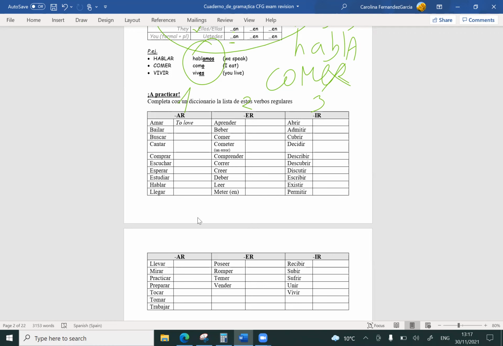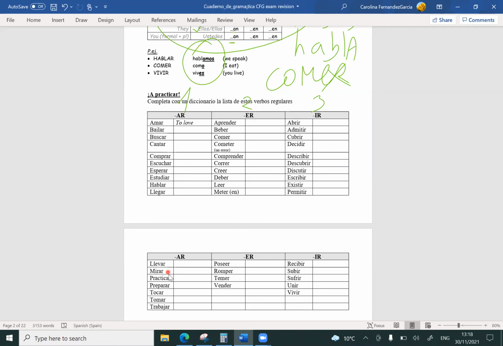So we have amar, to love, bailar, to dance, buscar, to look for, to search, cantar, to sing, comprar, to buy, escuchar, to listen, esperar, to hope or to wait, estudiar, to study, hablar, to speak, to talk, llegar, to arrive, llevar, to carry something or to wear, like clothes or the school uniform. Make sure you don't mix them up, they're easily mixed up.